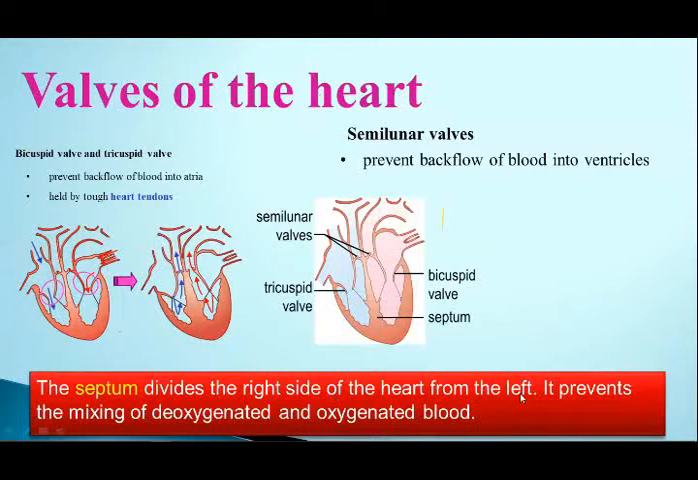It prevents a very, very important thing, that is mixing of the deoxygenated blood with the oxygenated blood. So if you look into this particular figure, you will get a clear idea that impure blood is basically present on the right side of your heart, and pure blood is basically present on the left side of your heart. And this septum is not allowing it to get mixed.